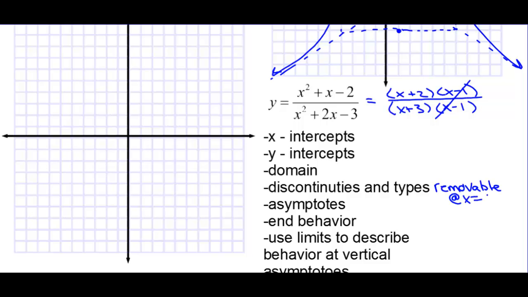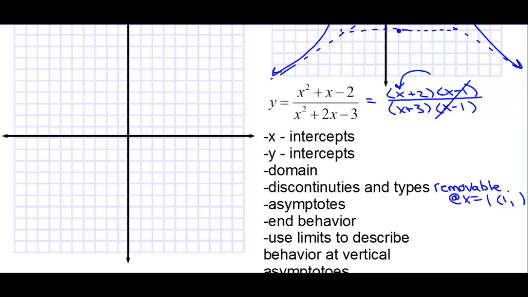at x equals 1. And if you want to get real specific, it's the point 1 comma something, and to get the something, you plug 1 into what's left over. So 1 makes that factor 0. You can't plug 1 into the other part of it, it makes 0 in the denominator. So you plug the 1 into what remains, and that'll be 3/4.